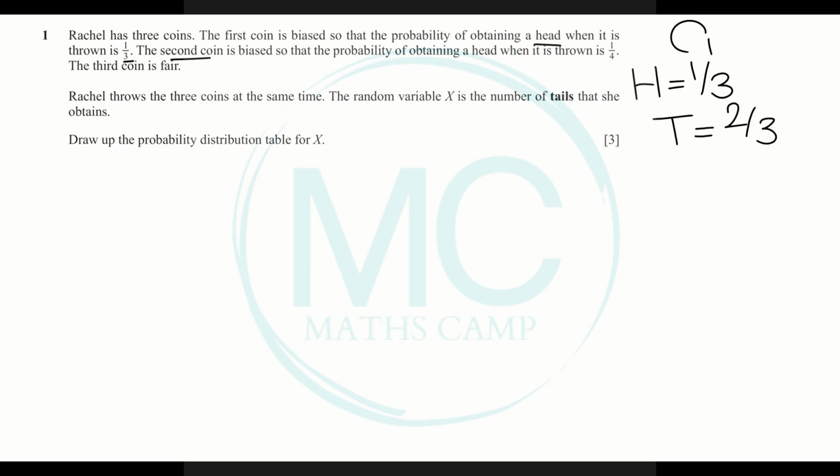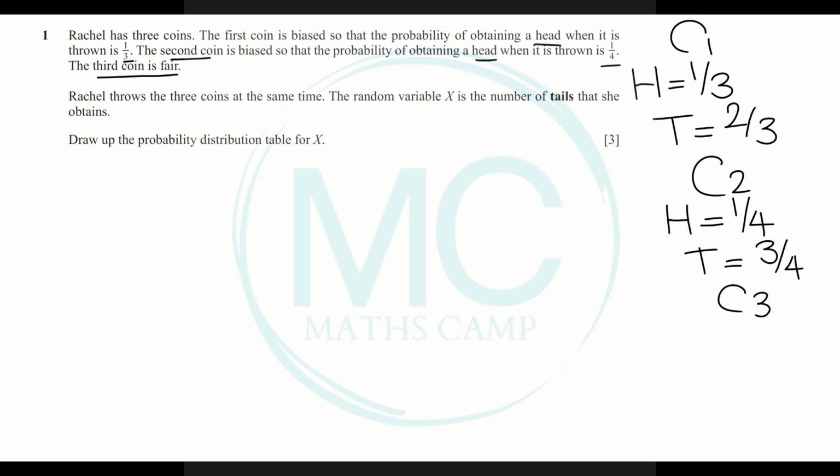The second coin is also biased. The probability of it landing on a head is 1/4. So here I can say for coin 2, probability of heads is 1/4. So for the coin to land on tails, must be 3/4. Coin 3 is fair. That means there is equal chance of it landing on a head or on a tail. So probability of heads has to be 1/2, and for tails as well.